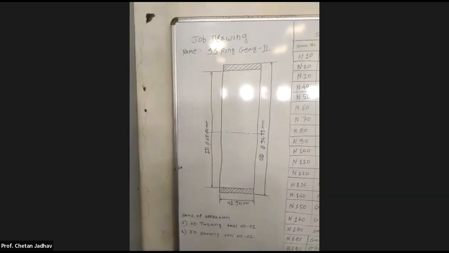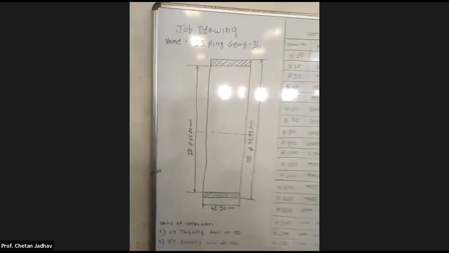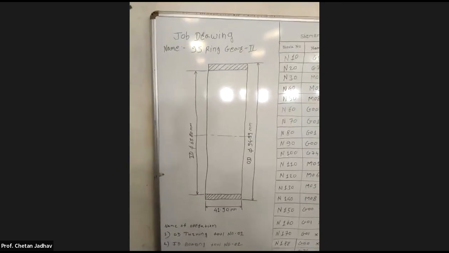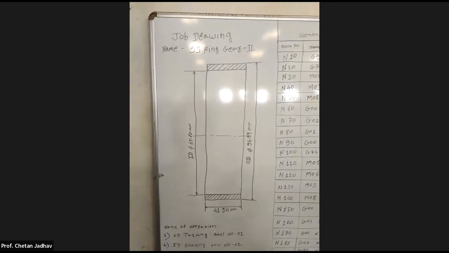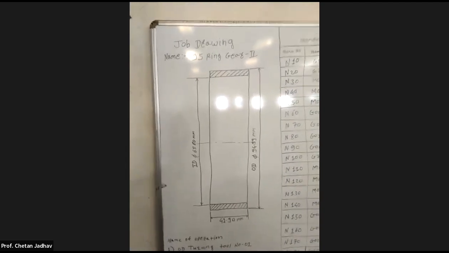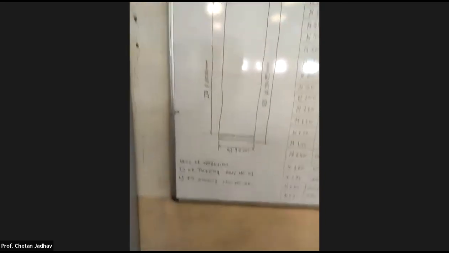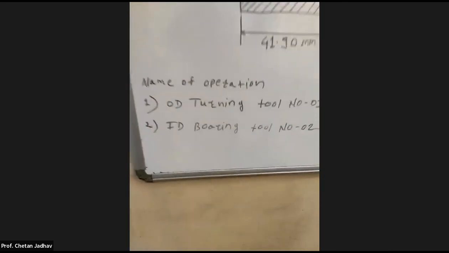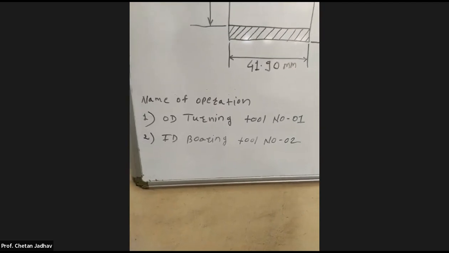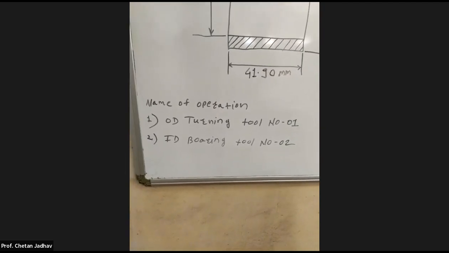First, you can see the problem statement. Already we have discussed our problem statement. This is one of the parts we are getting from the Top Gear company from Satara. This is the drawing and dimension. You can see which operations we are going to conduct: the 2 operations, OD turning and ID boring tool.